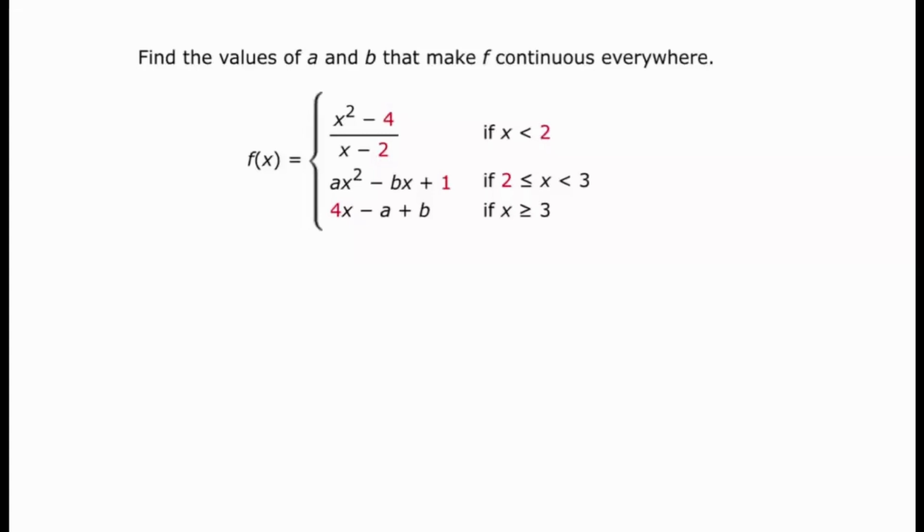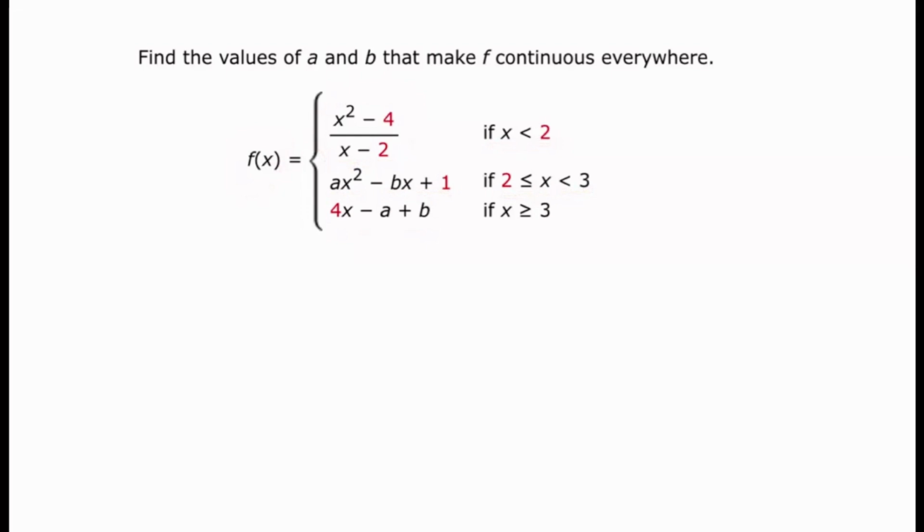Everyone, welcome. In this video, we'll be answering this question. We want to find the values of a and b that make f continuous everywhere. So this is our function f of x. It is defined as a piecewise function. f of x is equal to this piece when x is less than 2. It is going to be this when x is between 2 and 3, but not including 3. And when x is greater than or equal to 3, we're going to select that function. So we have three pieces of functions.